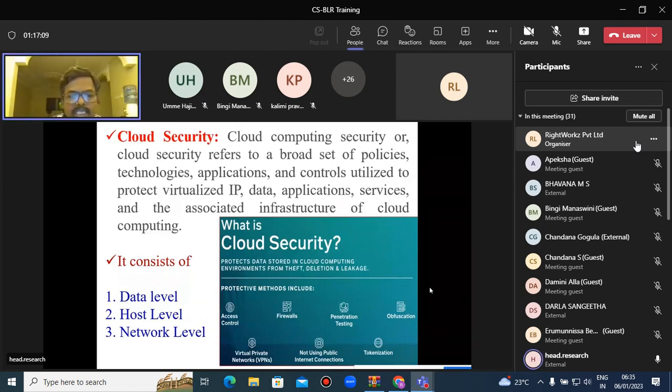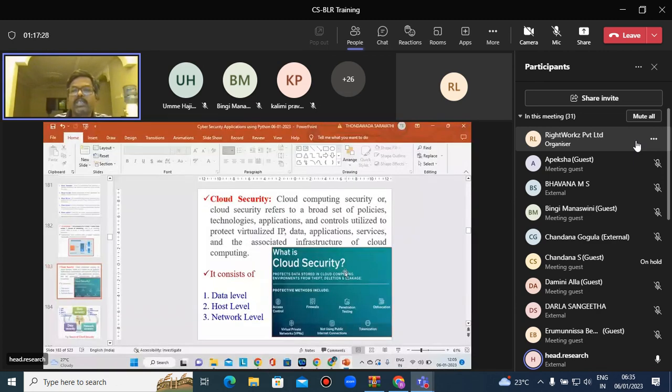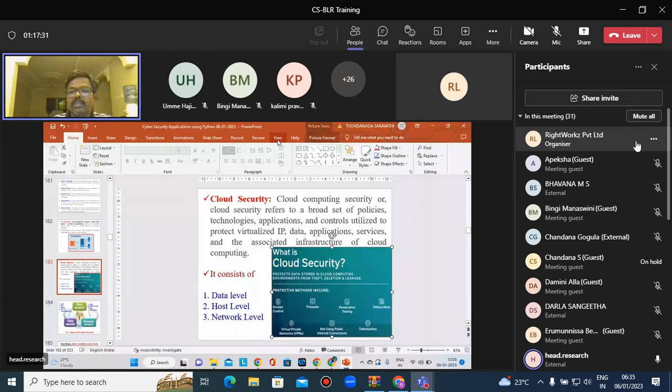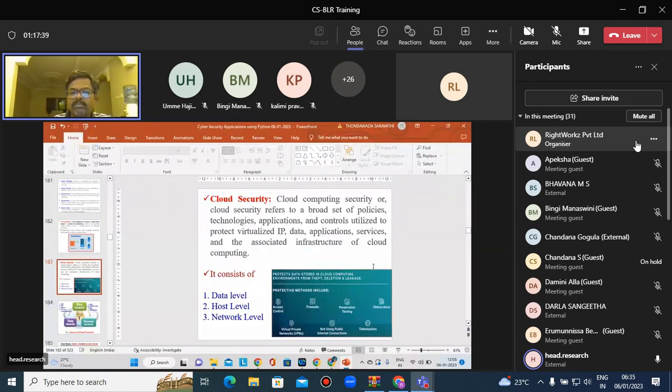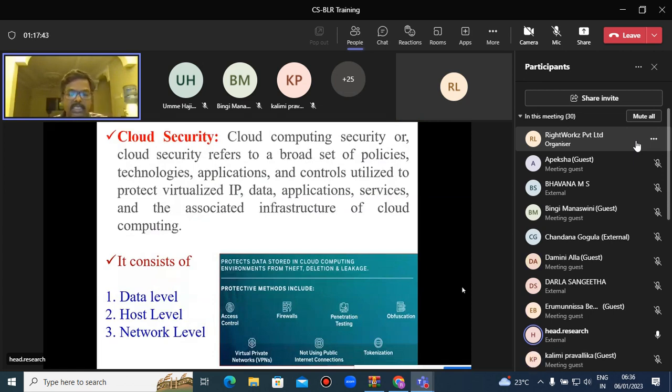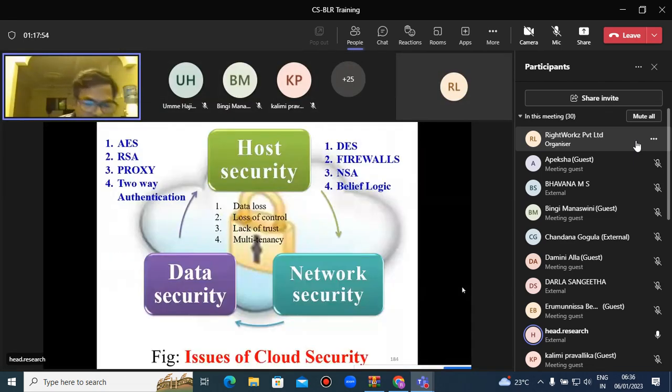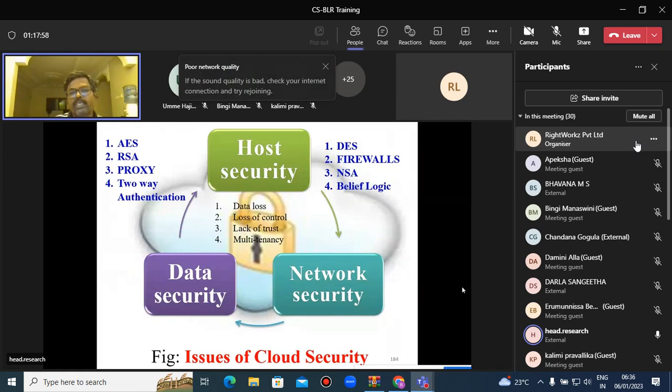Protective methods include access control, firewalls, penetration testing, obfuscation, virtual private networks, not using public internet connections, and tokenization. So these are the three types of cloud security: data level security and network level security. Data level security is how you are providing security for the data. Network level is how you are providing network security.